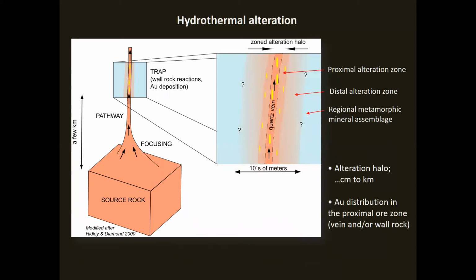And this alteration halo is typically in the centimeter to decimeter scale, but it can be, for certain very large deposits, up to kilometer scale. And gold is distributed both within, hosted by the actual quartz vein, but also in the immediate host rock surrounding the quartz vein.